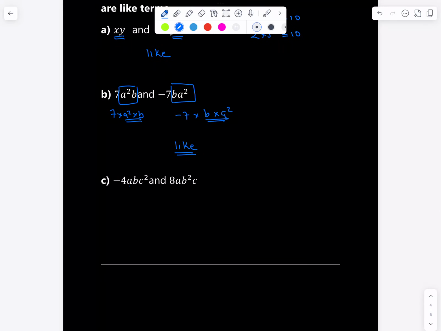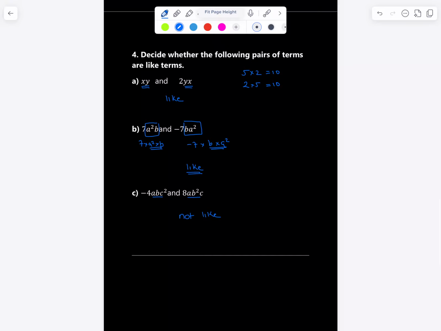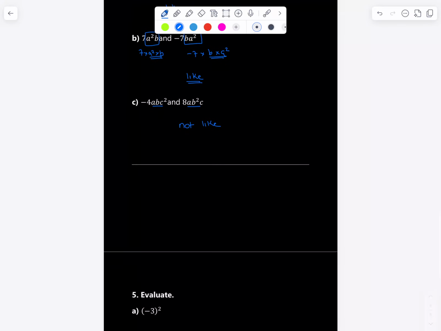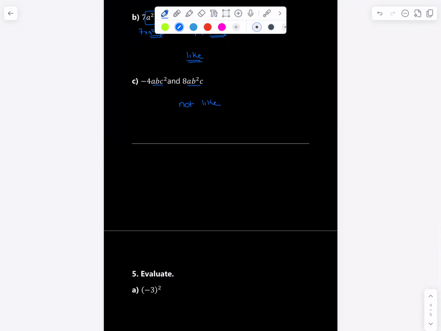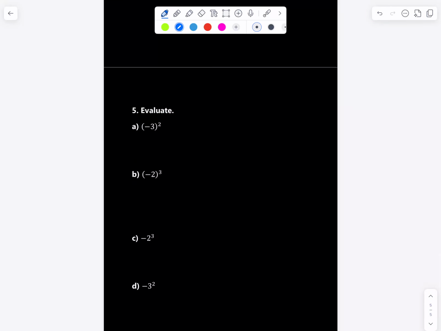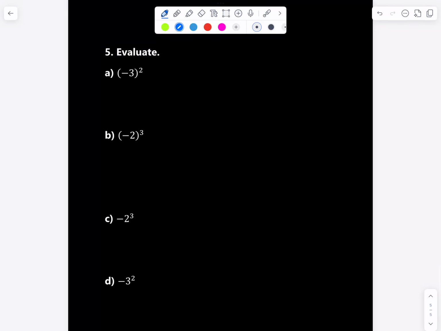How about C? Well, we've got a b c squared, and in this one, you've got a b squared c. So they're not the same. The letters are not the same. In the first term, the c is squared, whereas in the second one, only the b is squared. So this one would be not like. So only A and B are like terms in this. Okay, and then our final question. Let's evaluate these indices with negatives.